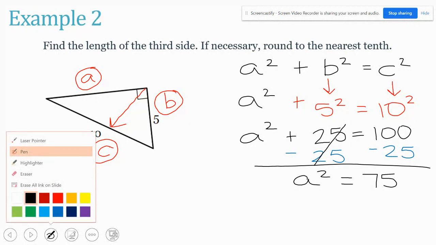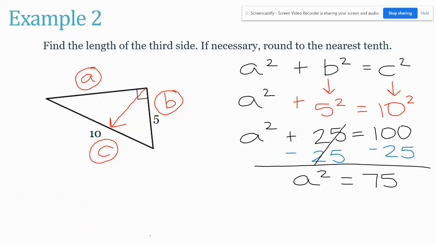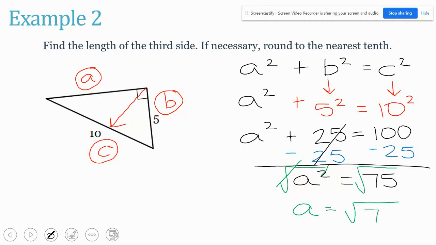Now we're going to do the same thing where we want to get the A by itself, so we don't want the squared next to it. So in order to do that, we are going to square root both sides of this equation. So then the square root and the square cancel out, and we're left with A equals the square root of 75. Now remember, our question said round to the nearest tenth.